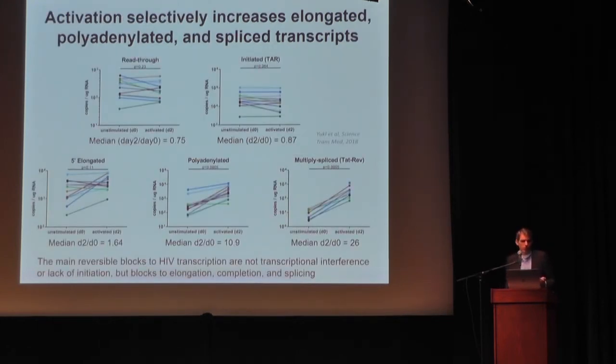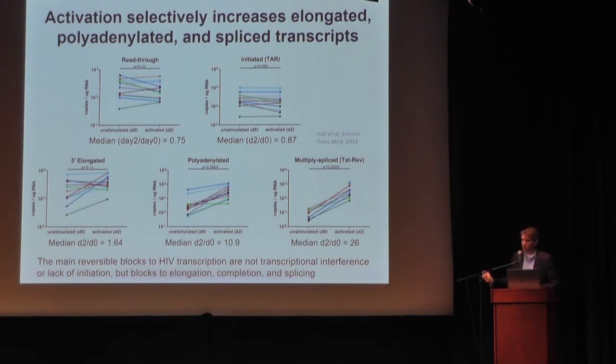Now, I've described what looks like blocks to transcription at different stages at baseline, but an equally important question is to what degree they are reversed by T-cell activation, which is supposed to be the stimulus that reverses latency. To do this, we took another 12 patients. We took CD4 T cells straight out of the patients and froze them for analysis, and then we also took another aliquot and activated it for 1 or 2 days with ARVs to block new infection. Then in both the cells from day 0, which are straight out of the patient, and the cells from activation day 2, we measured our 5 main transcripts.